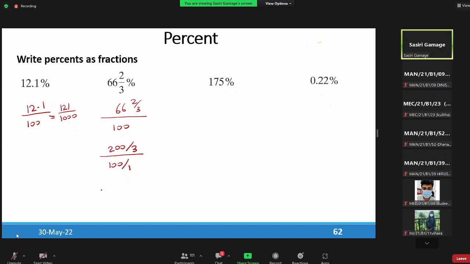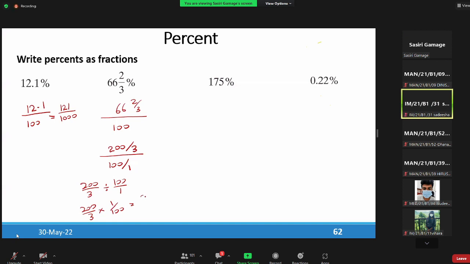Then this is equal to what? This is like 200 over 3 divided by 100 over 1. Then, as we did last time, we can write this as a multiplication by taking the reciprocal of this. Okay. Then what's the answer? 2 over 3. Okay. This is the answer.